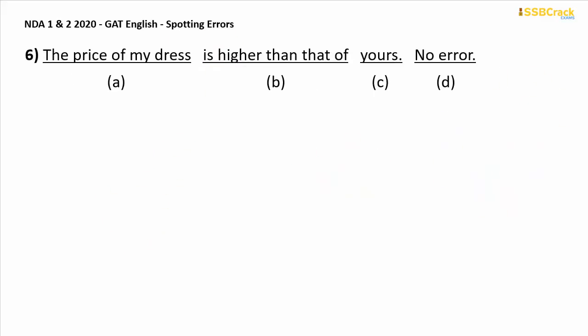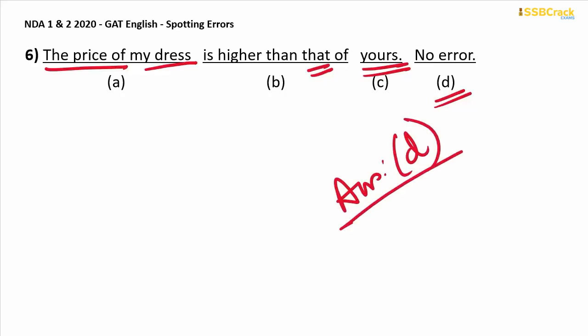Next question. The price of my dress is higher than that of yours. That means higher than, that here stands for the price of your dress. Okay, yours stands for your dress. So the price of my dress is higher than that of yours. So basically there is no error. This sentence is absolutely grammatically correct. So your option D will be your answer, because option D stands for no error. There is no error in the sentence. So answer is option D.